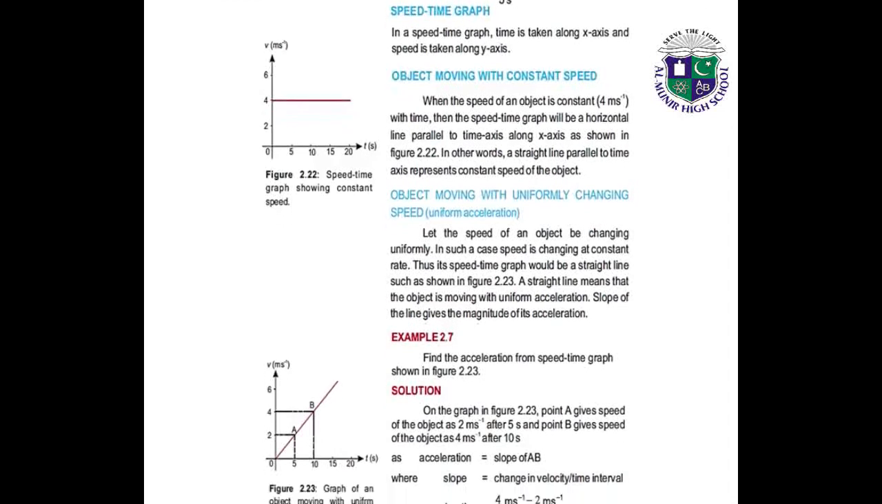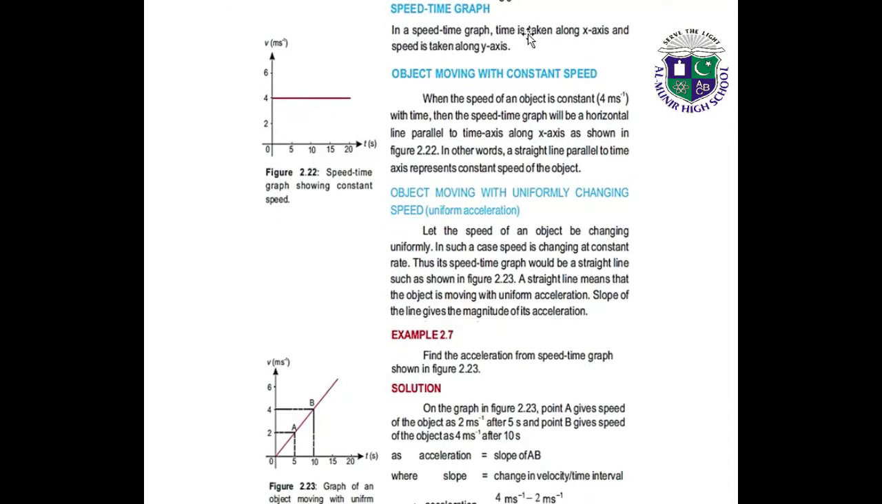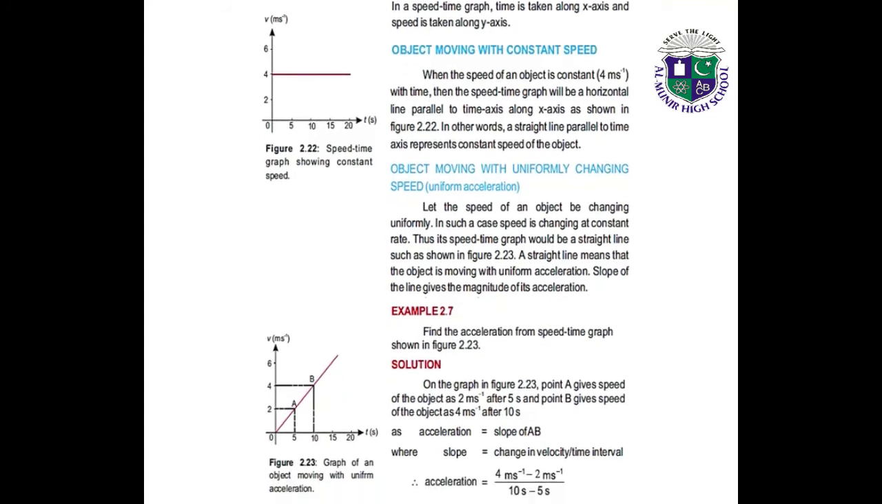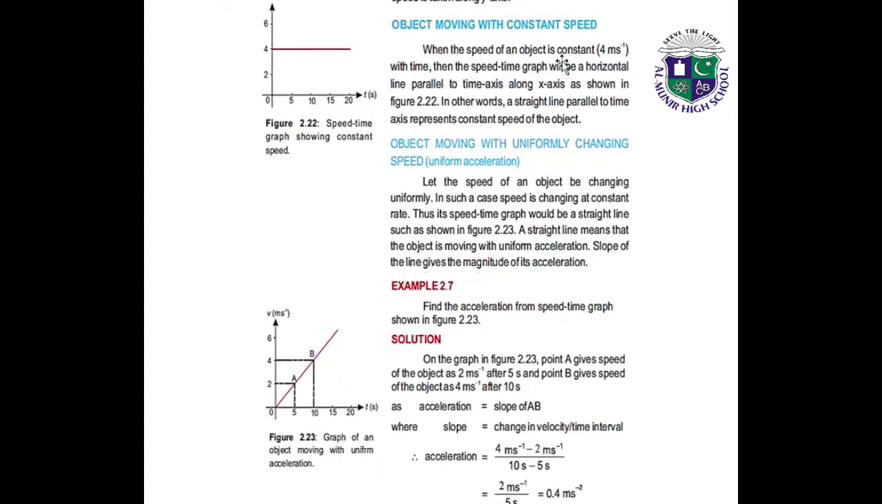Next we have the speed time graph. In a speed time graph, time is taken along the x-axis and speed is taken along the y-axis. Here we have this graph which shows the object moving with constant speed. When the speed of an object is constant with time, then the speed time graph will be a horizontal line parallel to the time axis along the x-axis, as shown in the figure. In other words, a straight line parallel to the time axis represents constant speed of the object.